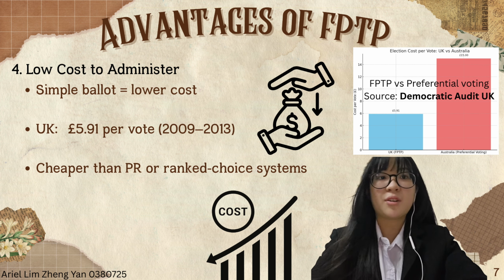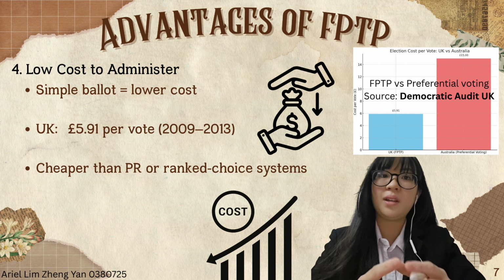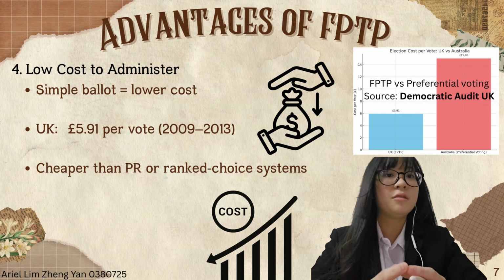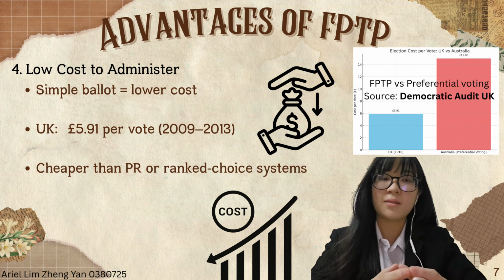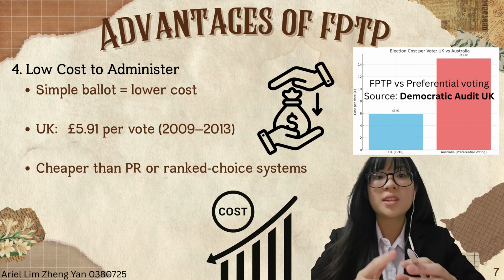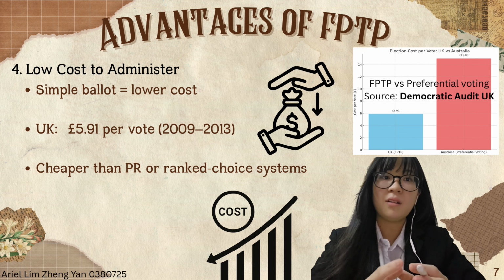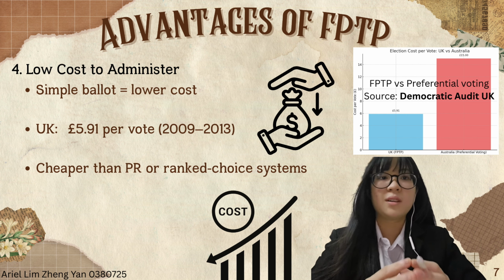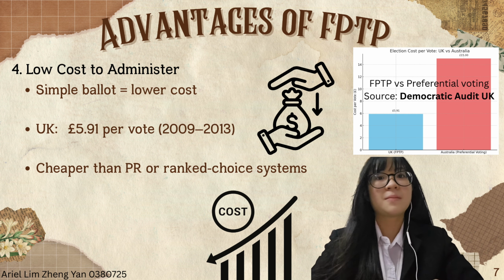A report by Democratic Audit UK states that the median yearly price to administer UK elections between the period 2009 to 2013 was about £150 million, equal to £591 per vote, which is significantly less than more elaborate systems.